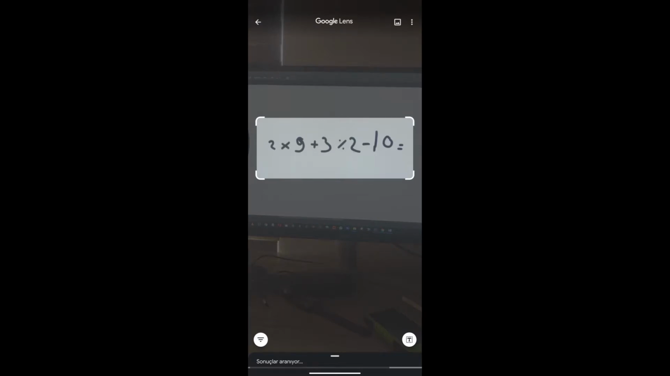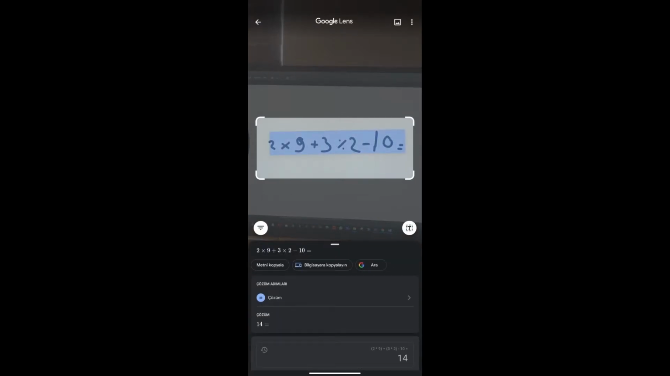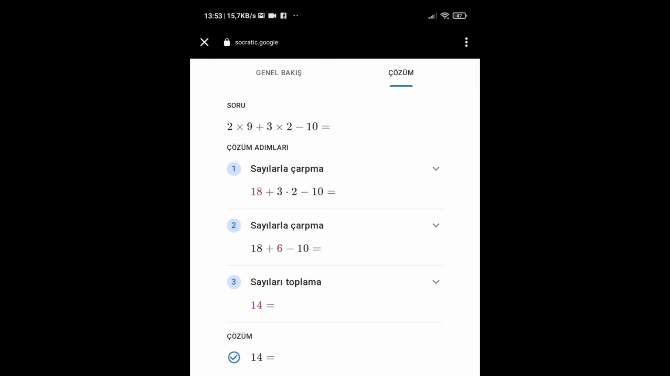Homework is also a part that can be very useful for students. By holding the lens to a mathematics, physics, or chemistry question, you can reach the solution and the detailed result respectively.